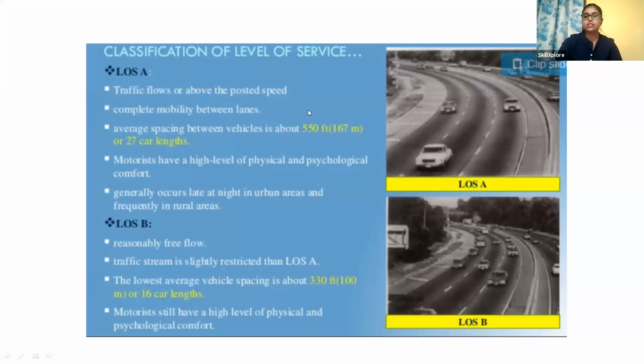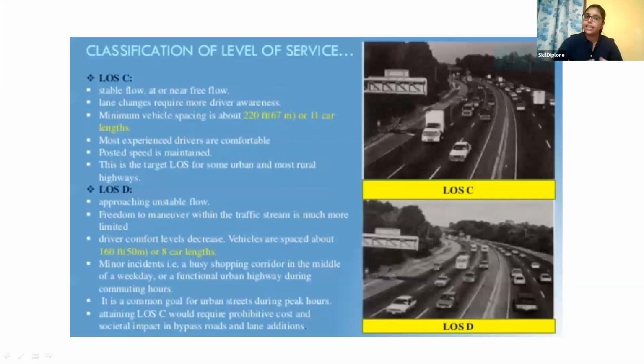Then level of service B. Here we can see some more vehicles on the road. It's actually a reasonably free flow, but we cannot say that it is completely free. So the traffic stream is slightly more restricted than level of service A. Here motorists still have a high level of physical and psychological comfort. Next comes level of service C. Here some more vehicles are there, but a stable flow at or near the free flow is there. The lane changes require more driver awareness, and only most experienced drivers are comfortable here. This is the target LOS for some urban and most rural highways.